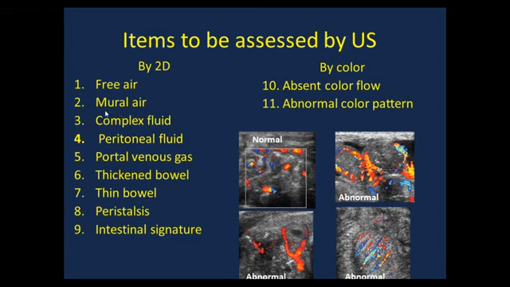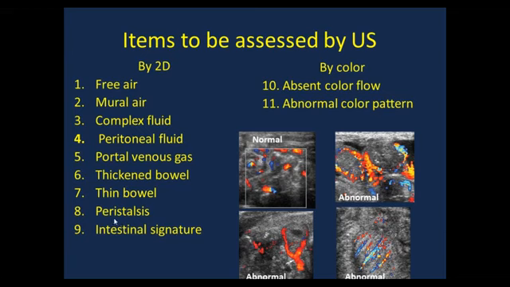Ultrasound can identify mural air or pneumatosis intestinalis, and it can also identify presence of complex fluid, which is a late sign of necrotizing enterocolitis, and presence of intraperitoneal fluid, portal venous gas, thickened bowel, thin bowel, and both of them are signs of ischemia. Thickened bowel is an early sign of ischemia, and thin bowel is a late sign of ischemia.